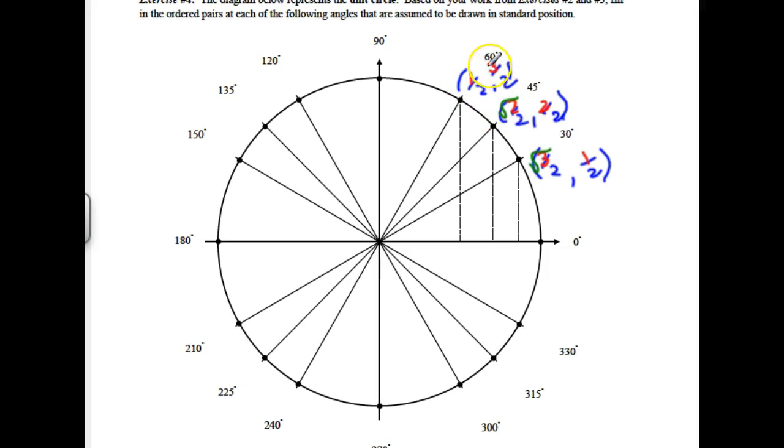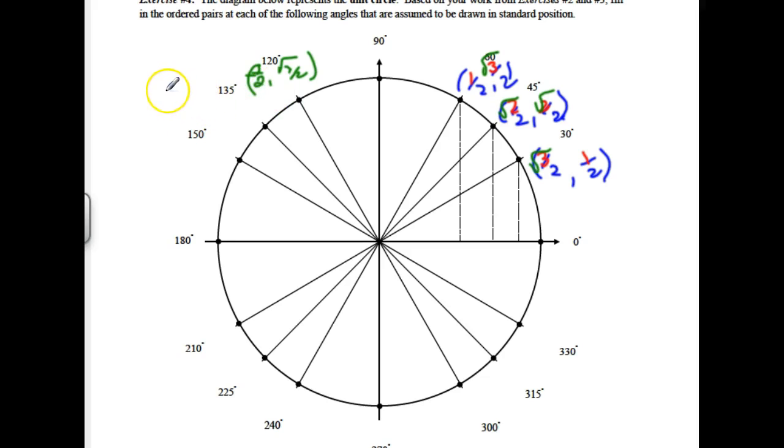And the square root of 1 is 1. Just put the radical on the top. So the coordinate pair for 60 is actually 1/2, comma, radical 3 over 2. This side is actually just the reverse. So for 120, the x becomes negative. So it'll be negative 1/2, radical 3 over 2.